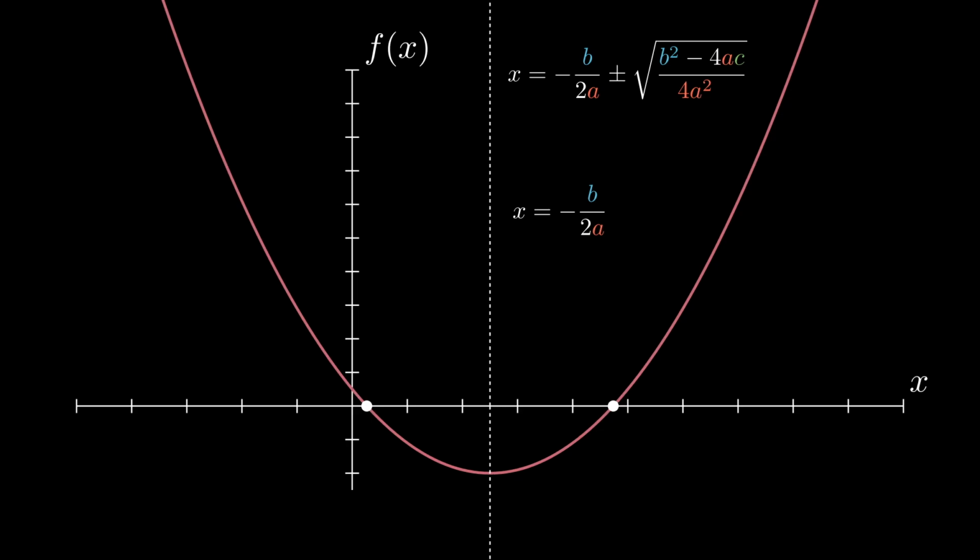And of course, the distance from the line of symmetry to each root is just the square root of b squared minus 4ac all over 4a squared. I hope that's a cool way of understanding the quadratic formula, where it comes from, and what it actually means in a way that's simple. I know that a lot of people don't actually learn why this works in school, and I thought it was super cool when I first learned why it works.